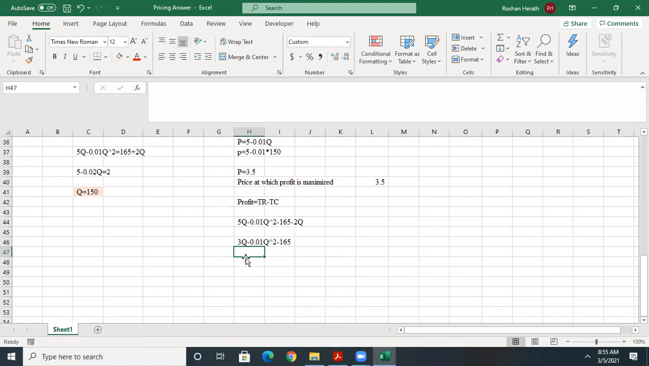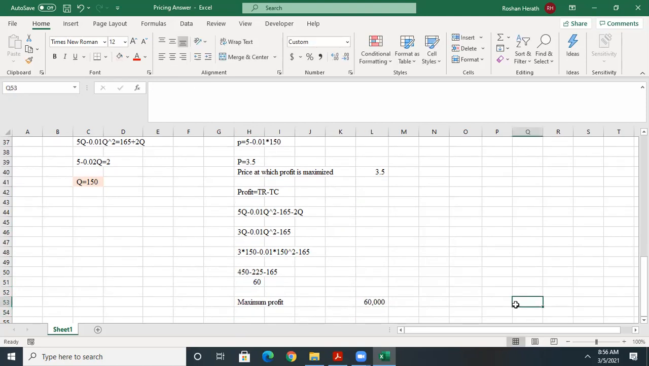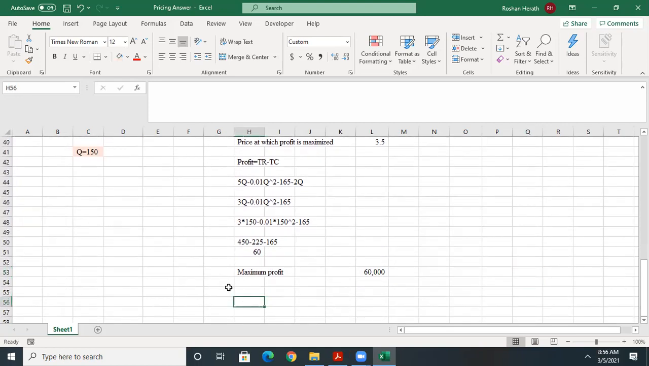Now you can apply 150 to this. So it's 3 multiplied by 150, minus 0.01 multiplied by 150 to the power 2, minus 165. That's 450 minus 150 squared. 150 multiplied by 150 is 22,500, multiplied by 0.01 is 225. So 450 minus 225 minus 165 is 60. So the maximum profit comes as 60,000. Then it asks what is the total revenue.